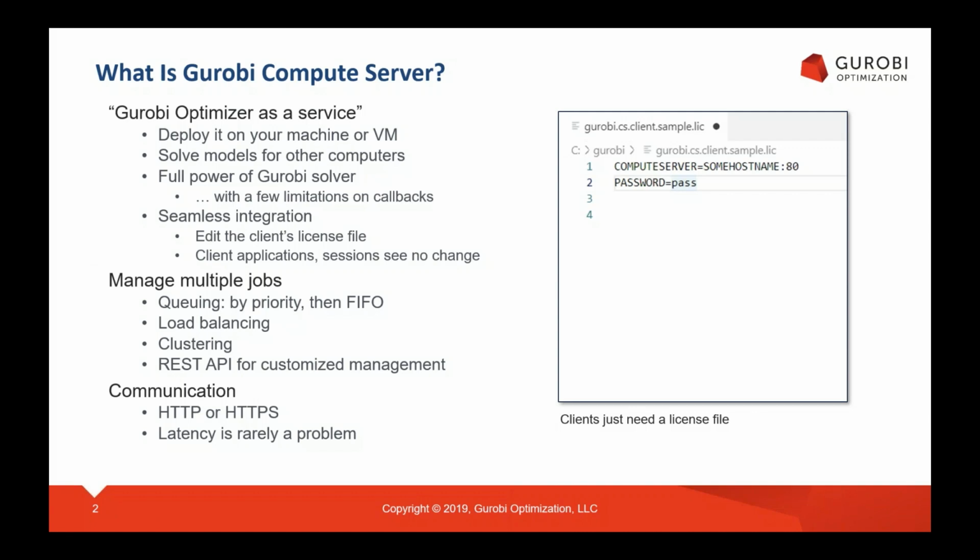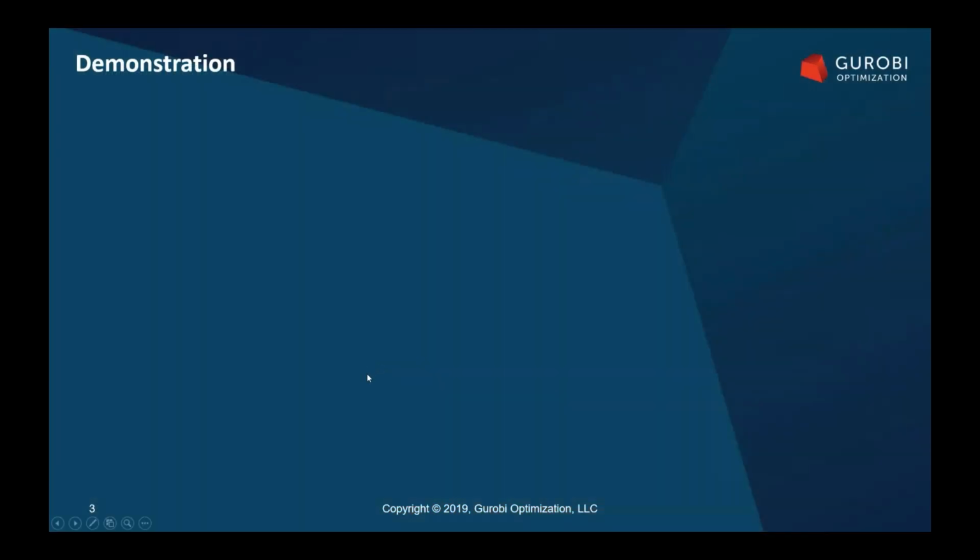Now, communication for Gurobi compute server is done over HTTP or HTTPS. And that's all the communication, the clustering, everything is handled this way. And latency is rarely a problem. It's surprising, I think, but it turns out that for most problems, the latency of the network connection has little effect on the solve times. So let's have a demonstration.